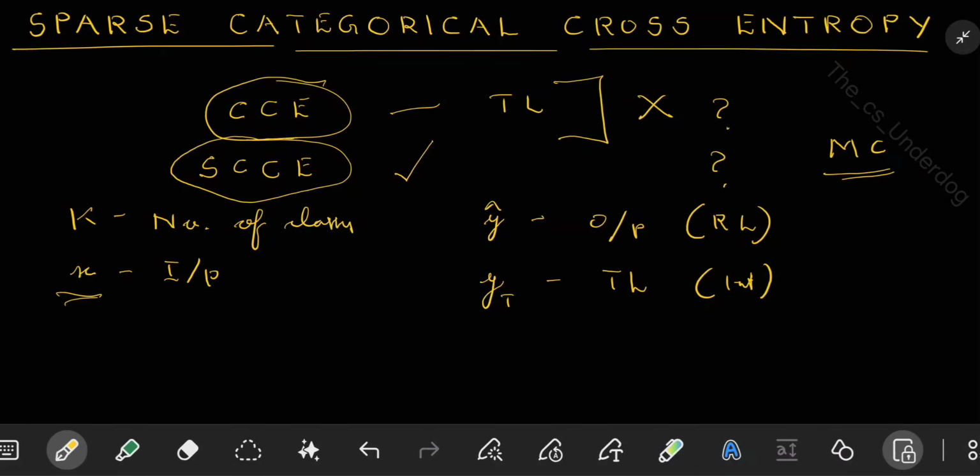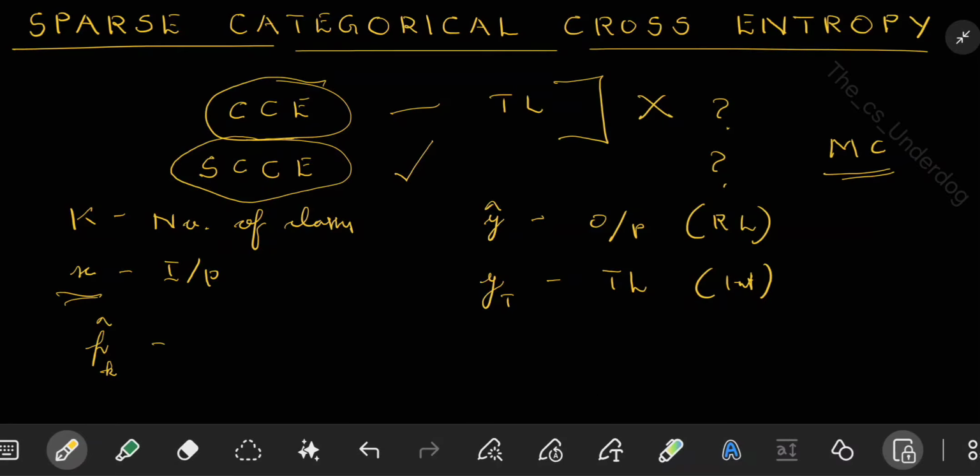We said pk cap, corresponding to each class, you have to find probability. Corresponding to each of the output y cap, that is, y cap is also a vector. It will have y1 cap, y2 cap, up to yk cap. So corresponding to each class k, there will be a real number. This is called a logit. This real number has to be converted to the corresponding probability. That is what we are doing.